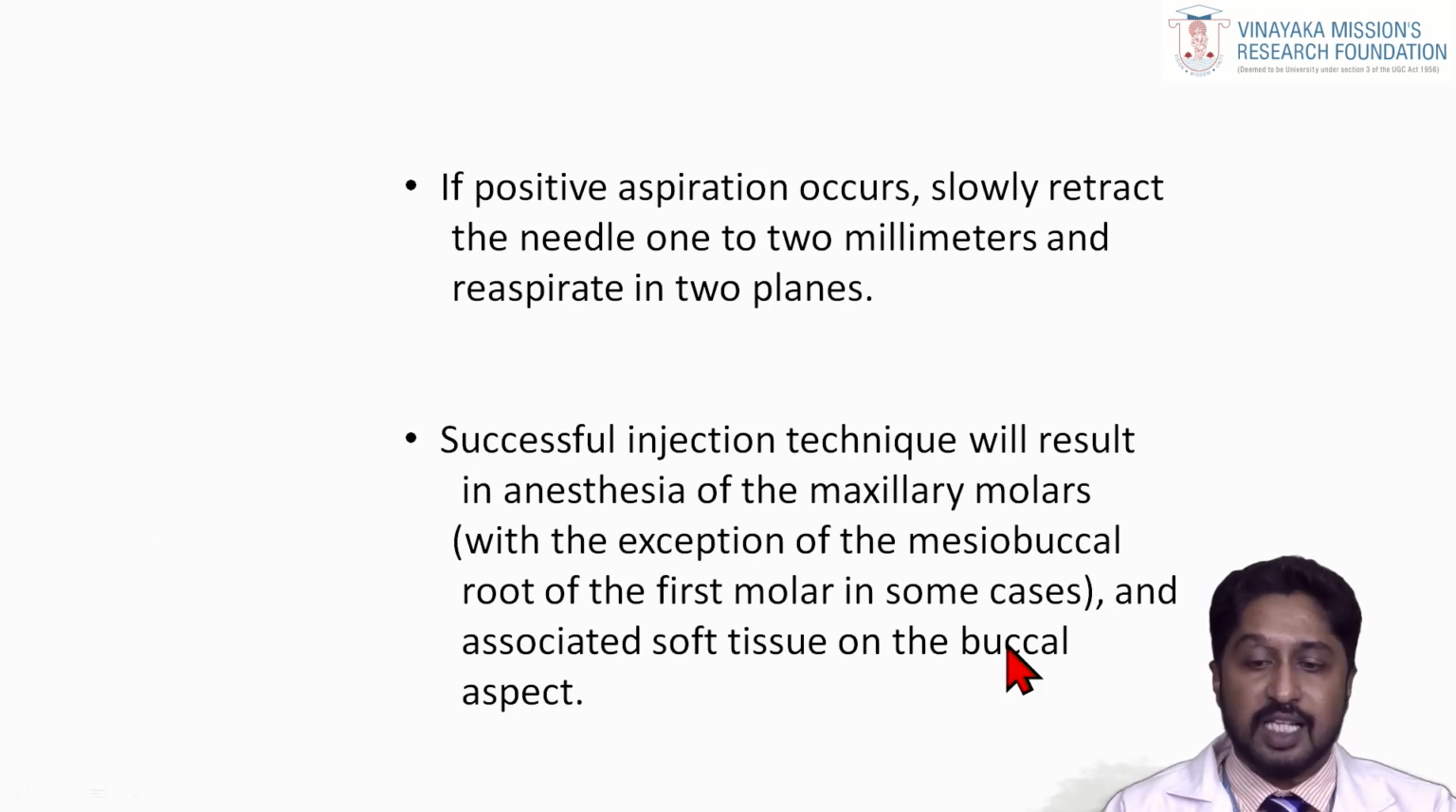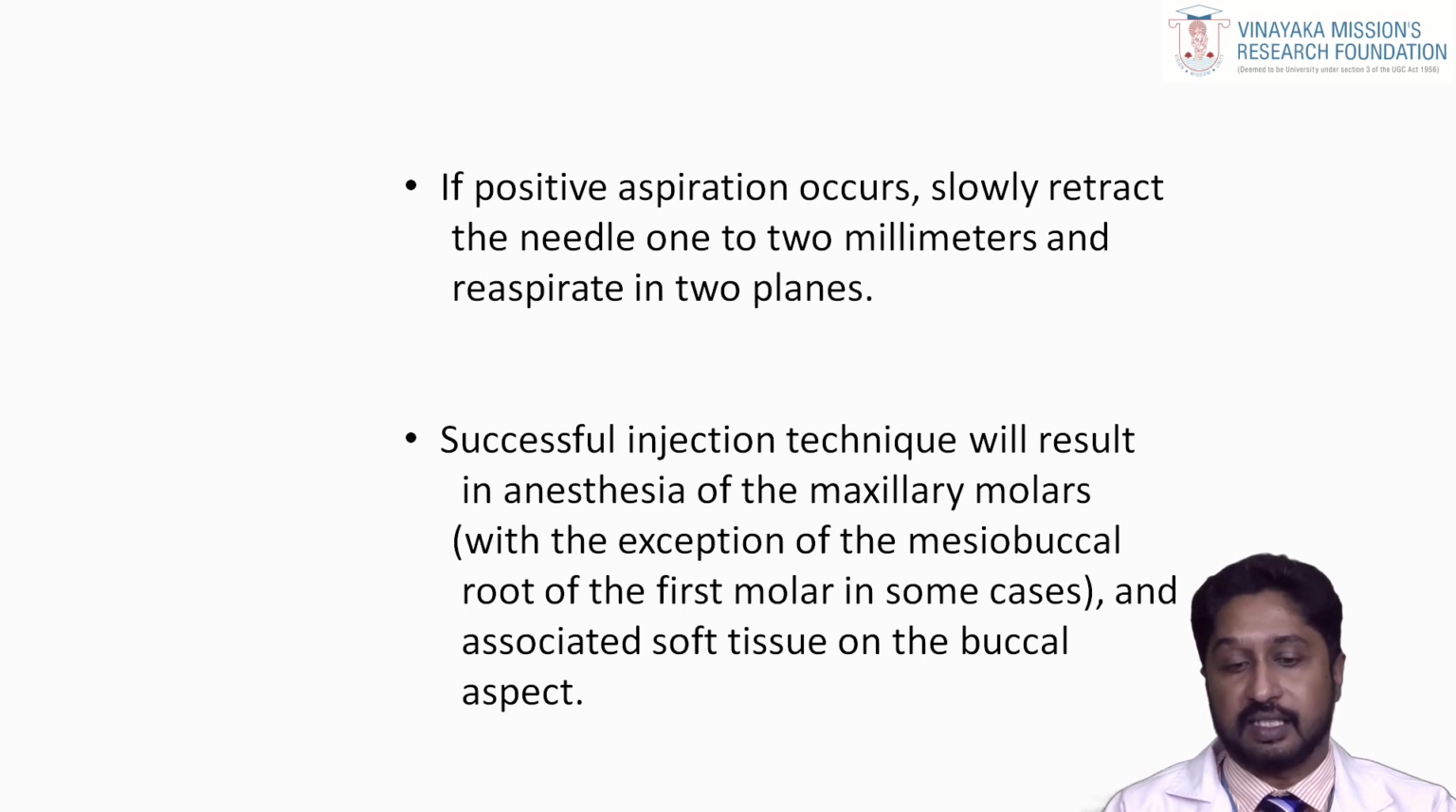If positive aspiration occurs, what do you mean by positive aspiration? When you aspirate and blood comes into the syringe, it is called positive aspiration. That means you have punctured the vessel or are near the vessel. Slowly retract the needle 1 to 2 millimeters and re-aspirate in 2 planes.